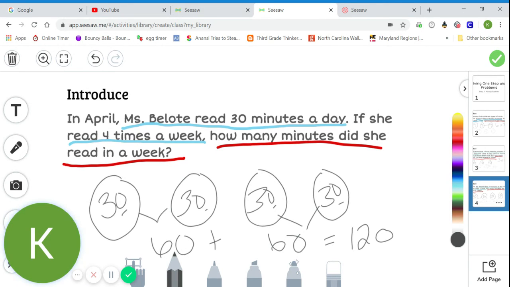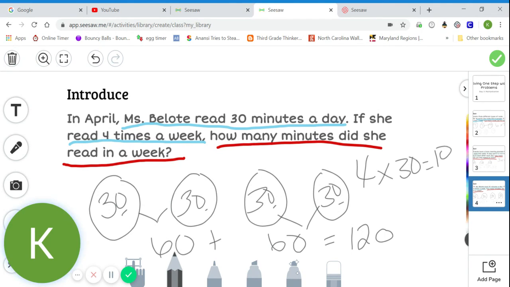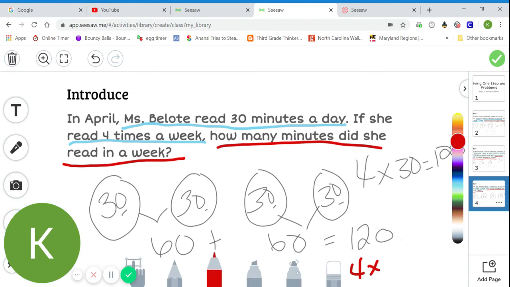120 minutes. My equation looks like this. 4 groups of 30 equals 120. Let's write it where we can see it. Just so we can see it. Boom. That means I read for 120 minutes this week.